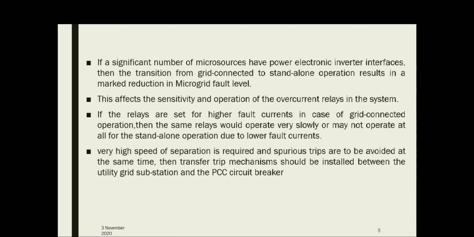So this actually affects the sensitivity and operation of the overcurrent relays in the system. If the relays are set for higher fault current in case of a grid connected operation, then the same relays would operate very slowly or may not operate at all for the standalone operation due to the lower fault current. That is, when we are connecting a microgrid in grid connected mode, there will be particular settings for the relay. If it is a higher value of the fault current, and suppose the microgrid is operating in a standalone mode, you cannot expect that much level of fault current. So even if the fault occurs in an islanded microgrid, the relay will not operate. So very high speed of operation is required, and spurious trips are to be avoided at the same time. Then a transfer trip mechanism should be installed between the utility grid substation and PCC circuit breakers.